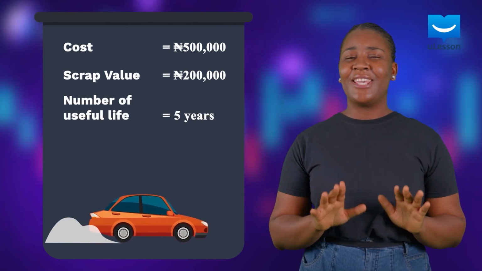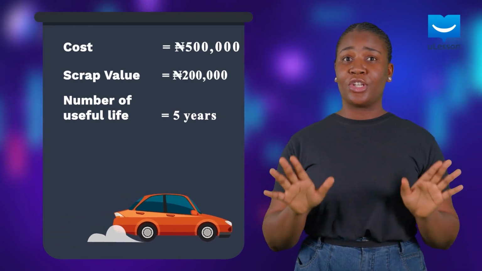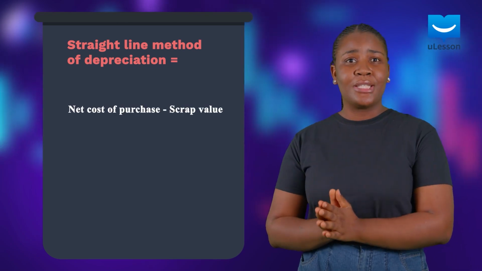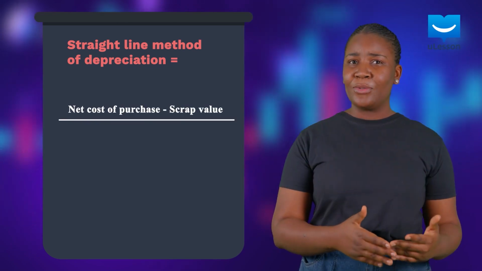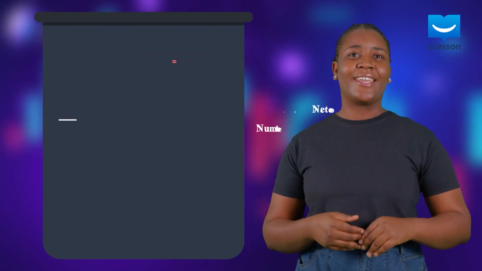So we have the formula of calculating depreciation using straight line method as the net cost of purchase minus the scrap value divided by the number of expected useful life.